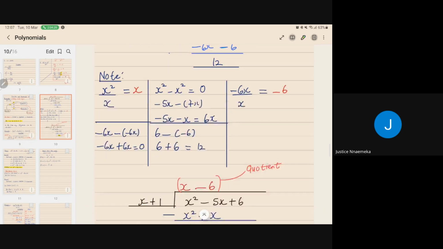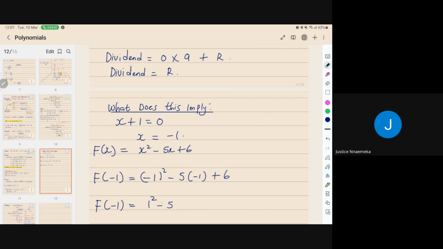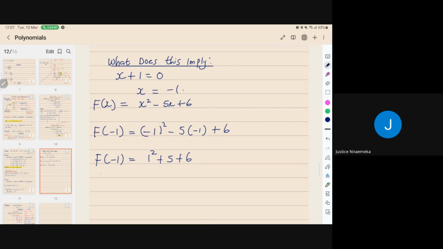All right. So we were dividing by x plus 1, and I'm trying to observe something. I said plug in x equals minus 1. So minus 1 squared is 1, and minus 5 times minus 1 is plus 5, then plus 6. So I have that f of minus 1 is equal to 12. Did you see what happened now? Can you observe what happened in getting the remainder without dividing it?